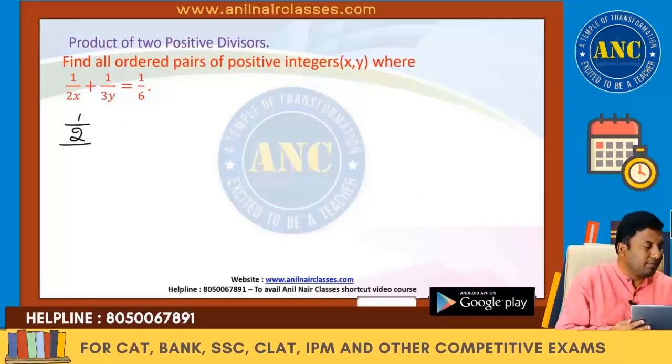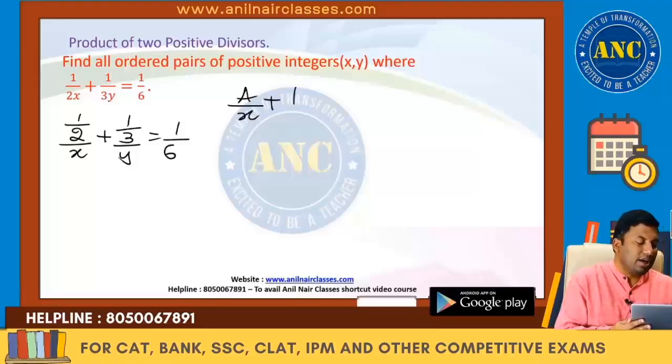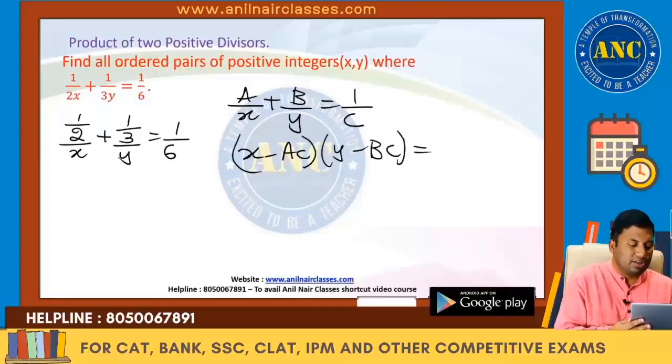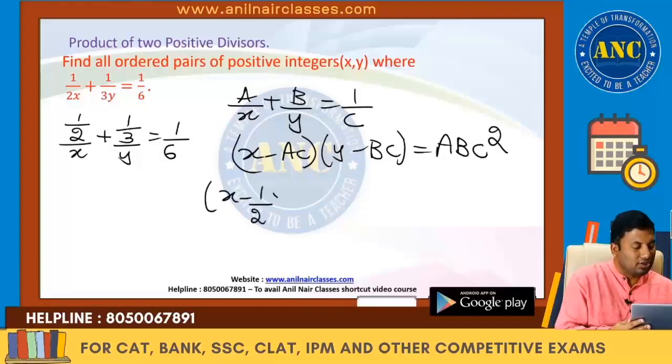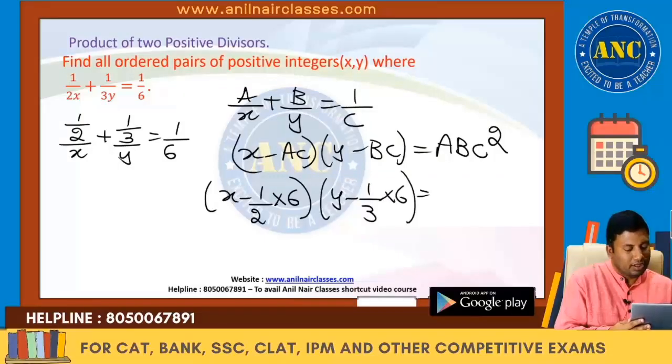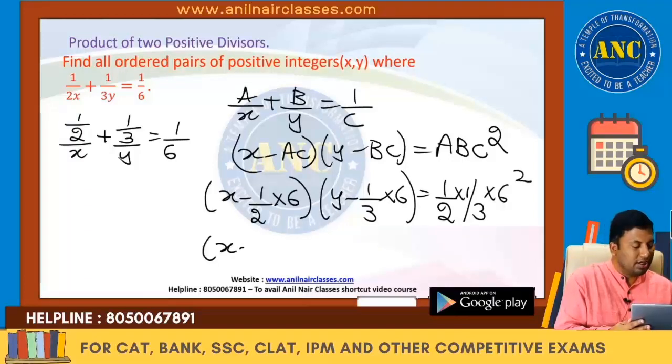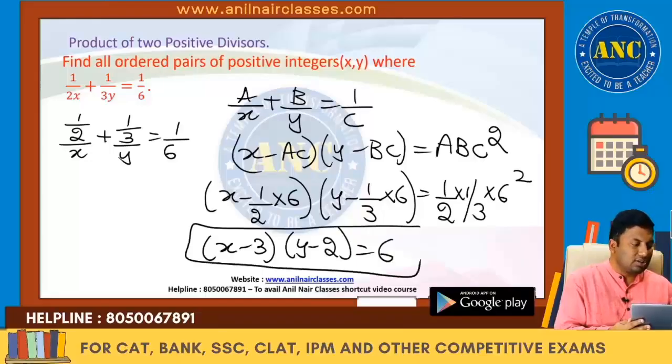This is nothing but a by x plus b by y equivalent to 1 by 6. So if the equation is of the form a by x plus b by y equivalent to 1 by c, which gives x minus ac into y minus bc equivalent to abc square. So x minus 1 by 2 into 6, y minus 1 by 3 into 6, a into b into c square. This is nothing but x minus 3 into y minus 2 equivalent to 6. Directly you got this equation.